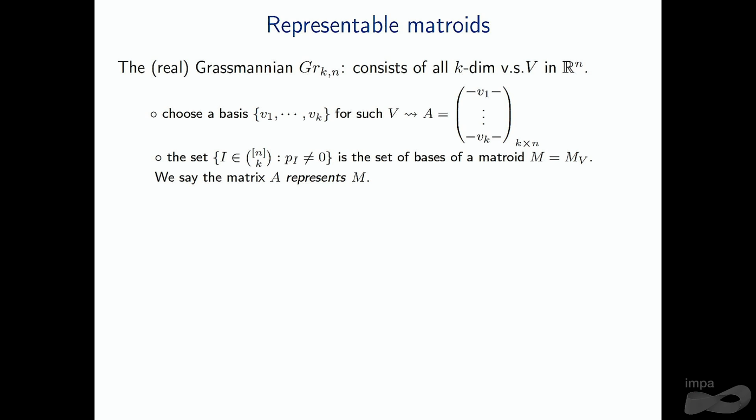So just a quick reminder, I'm going to consider the real Grassmannian Gr(k,n), which is k-planes in n-space. And so we know that every time we have a k-plane in n-space, I can choose a basis. And out of that basis, I build a full rank matrix. And that matrix will give me a corresponding matroid. And my representable matroids arise this way.